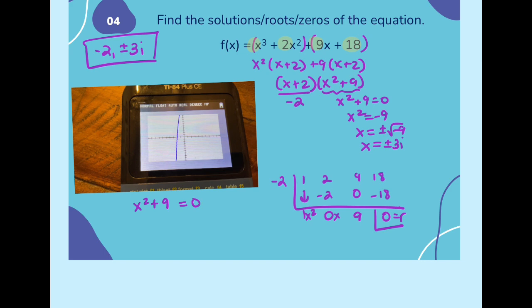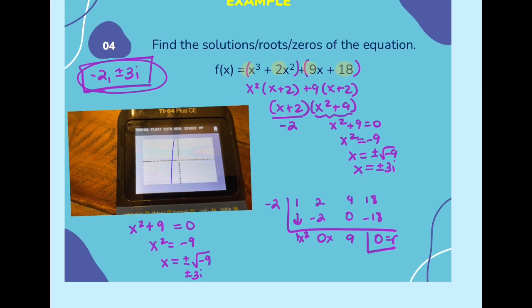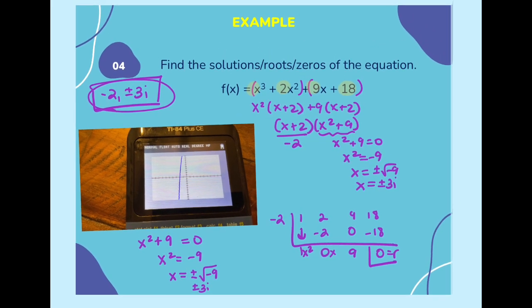Set it equal to 0. Subtract the 9. Plus and minus the square root of negative 9, which is your plus and minus 3i. So that matches what we got from our factoring. It was way easier to factor, so you always want to check that. But most likely anything on a quiz or test on this section would not be factorable because you'd be forced into using that graphing utility.